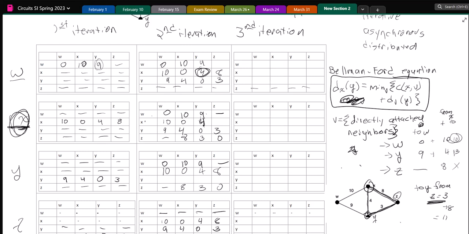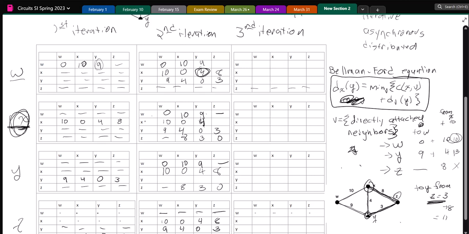To get to Y through W would be 10 plus 9, which is 19. That's obviously more than 4. Okay, now how about to get to Z? We currently have that it costs 8 to get to Z.